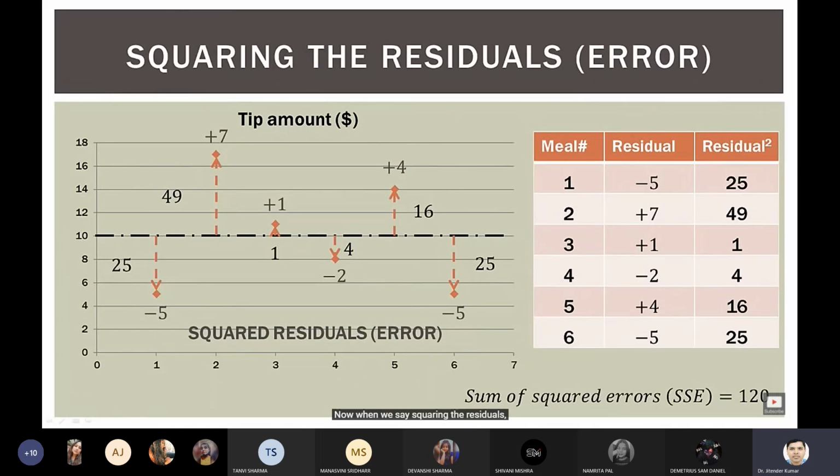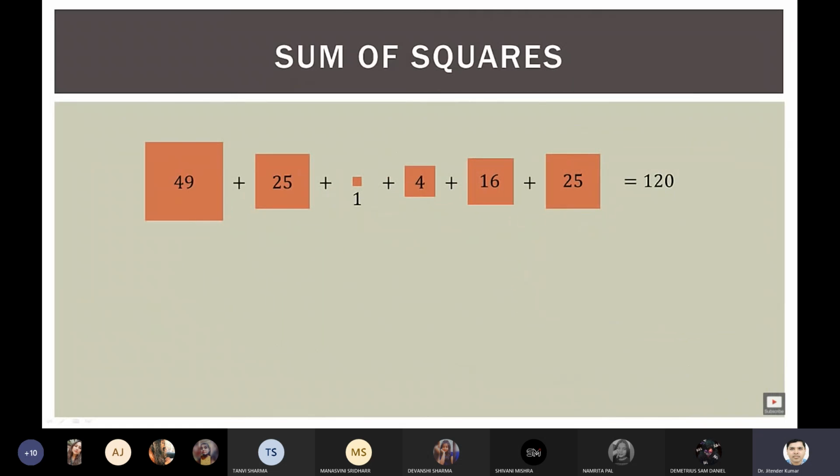Now, when we say squaring the residuals, we literally mean squaring them. So 25 over here on the left-hand side, that's -5 squared. 49 is 7 squared, and so forth. But we actually mean squares. So when we square each residual or error, we're actually making squares. So when we say sum of squares, we literally mean the sum of squares. So 49 plus 25 plus 1 plus 4 plus 16 plus 25 adds up to 120.